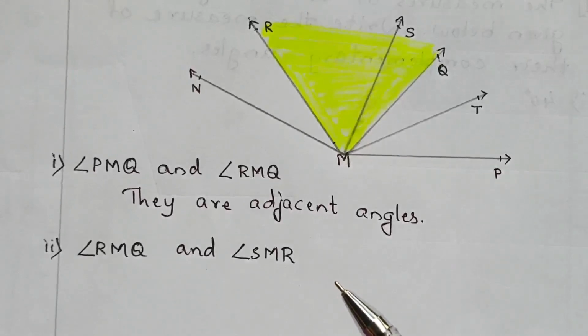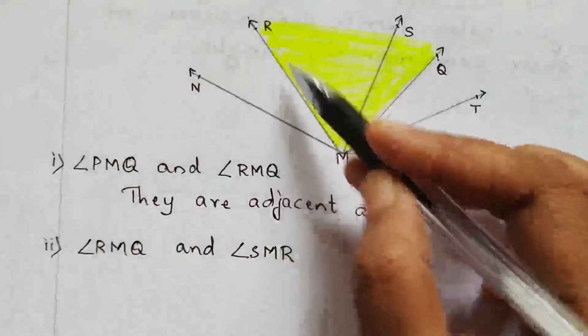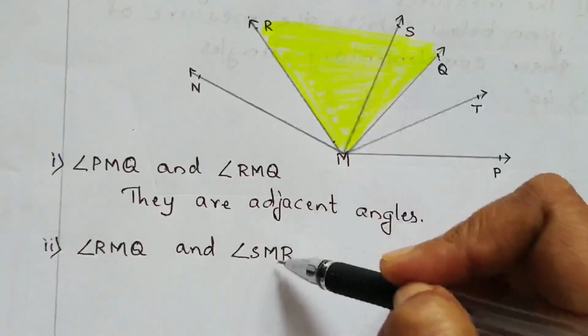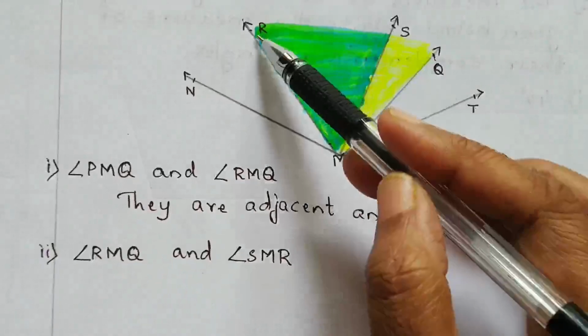They may have a common wall between them, but the interiors are totally different. You don't share the interior. So in that case, you call them adjacent. Now I have shaded RMQ. Now let us shade SMR. Now I have shaded the interior of angle SMR.